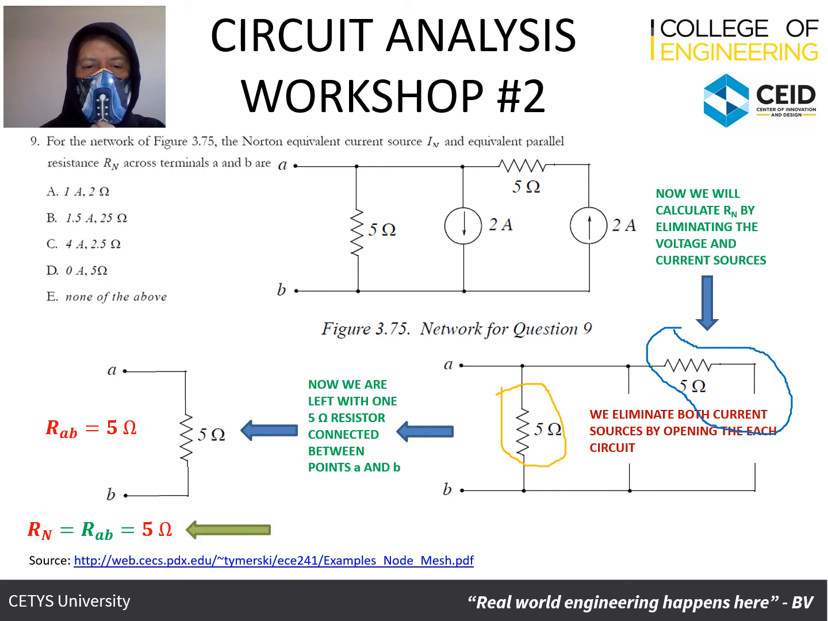And so this is equal to this. We had already found that the Norton current was 0 amps, and so this is equivalent to this, and therefore the answer is E.